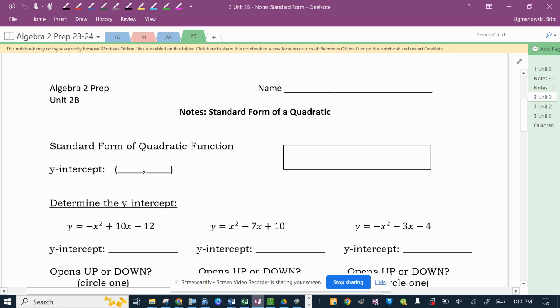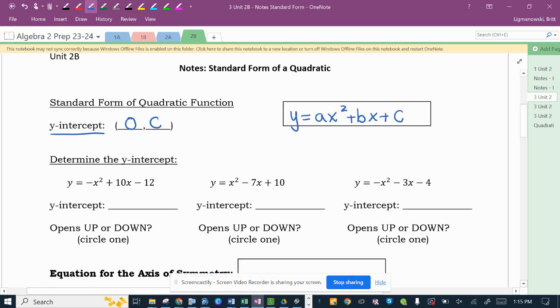In this video, we are going to talk about how to graph standard form of a quadratic equation. So first, let's talk about what standard form looks like. Standard form looks like y equals ax squared plus bx plus c. And in our standard form, our c is always the y-intercept of our equation.